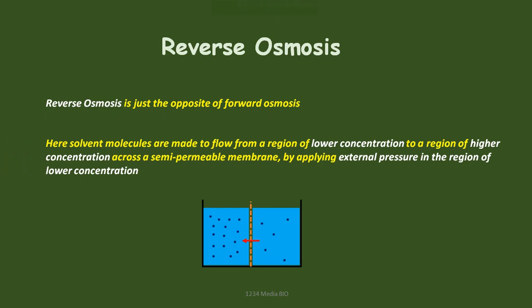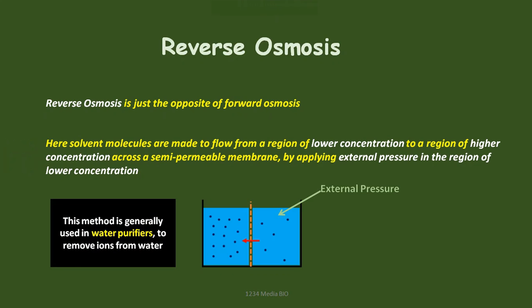Here, solvent molecules are made to flow from a region of lower concentration to a region of higher concentration across a semi-permeable membrane by applying external pressure in the region of lower concentration. This application of external pressure makes the process of osmosis way more efficient. This method is generally used in water purifiers to remove ions from water.